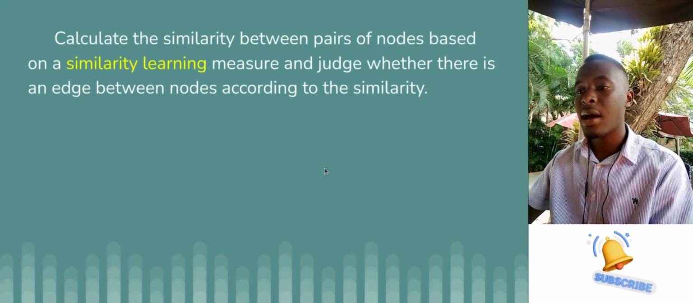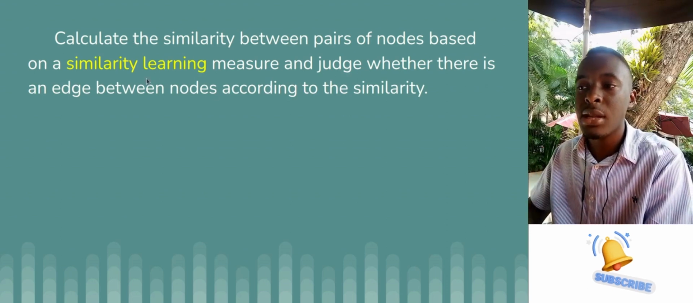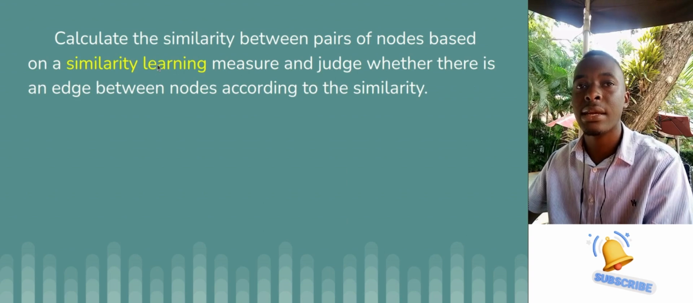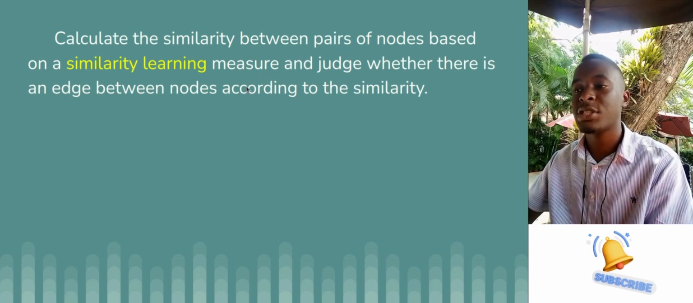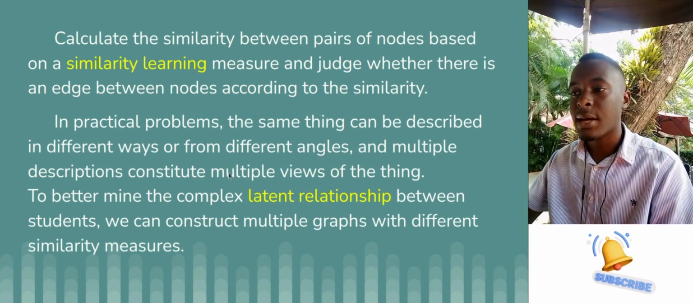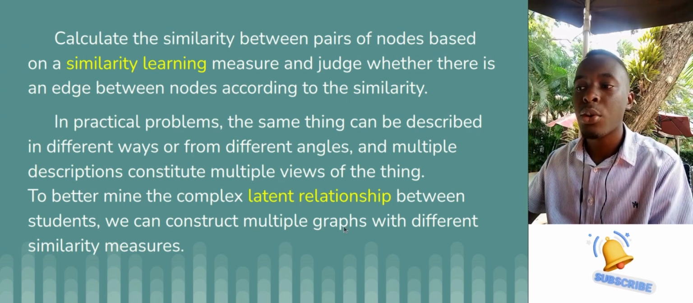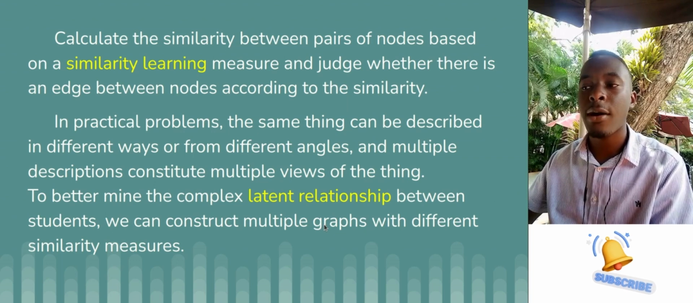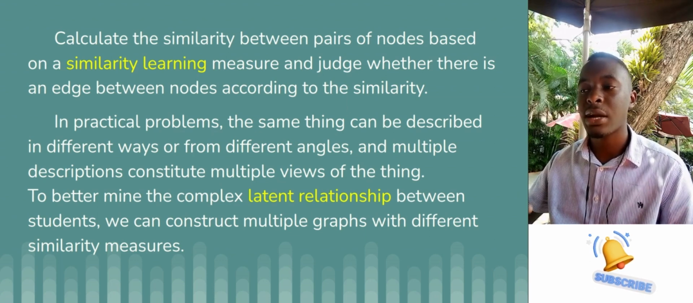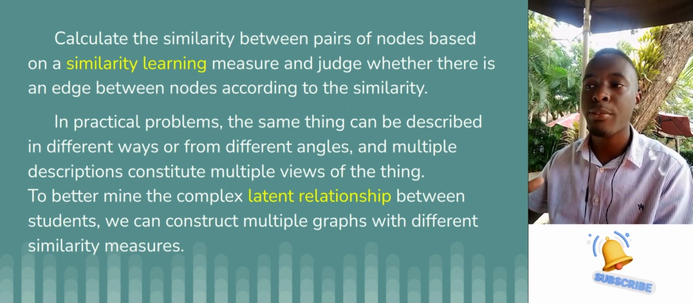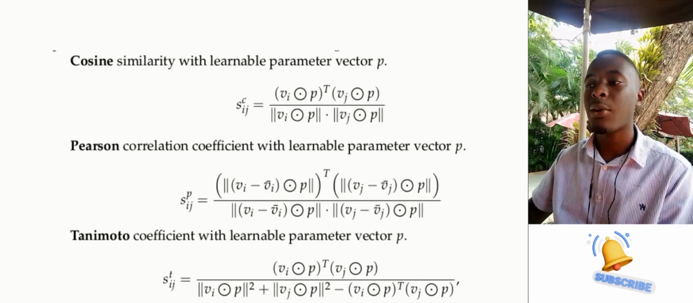Now, we can't just connect any person. That is why we end up using similarity learning. We connect the students among themselves after figuring out similar features among them. In practical problems, this can be described from different angles, and to better mine the complex latent relationships between students, we construct multiple graphs. We cannot use just one graph to establish the relationship between students, so we construct various graphs, more like how random forest works. We give it special attributes so that it can construct the relationship, and at the end of the prediction, we base on all those different topologies that we are building to get our final prediction.